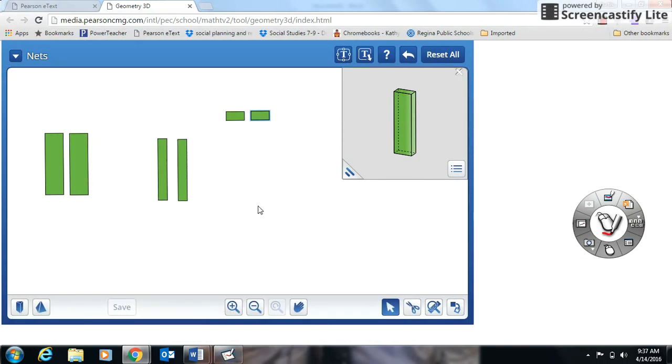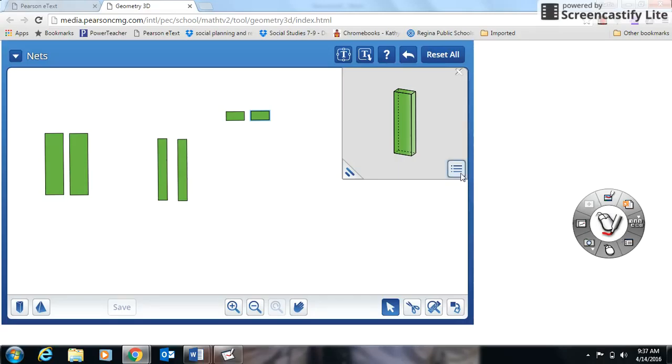Well, let's go here. I need to figure out the area of this face. And if I figure out the area of this face, I already know the area of this face. If I figure out the area of this face, I know the area of this face. And same here, if I figure out the area of this one, it's the same as this one. When I add them all up, that'll tell me the surface area of this right rectangular prism.